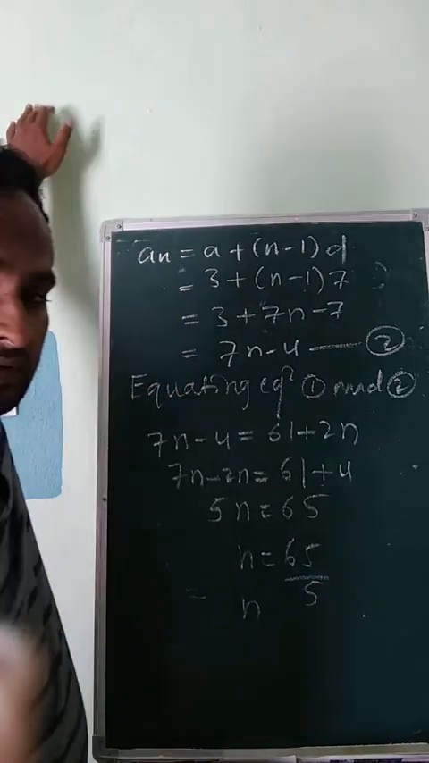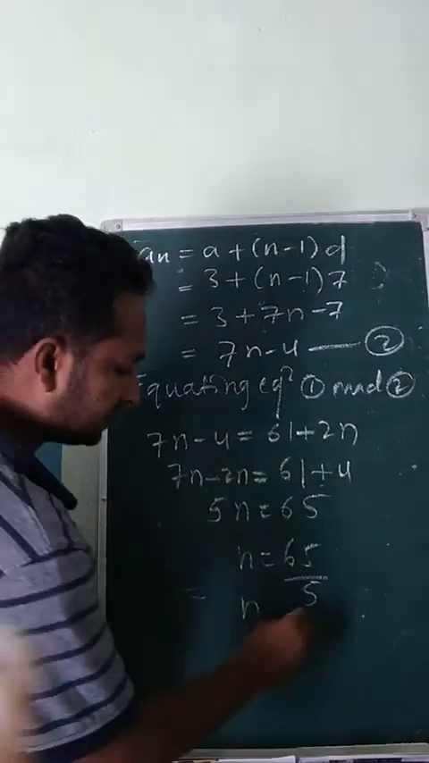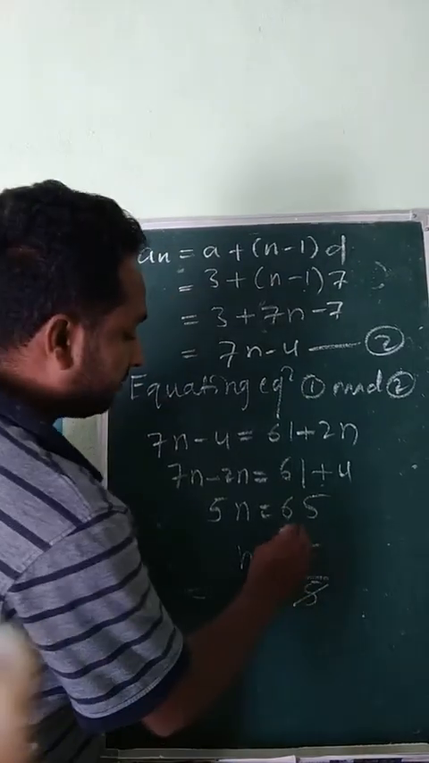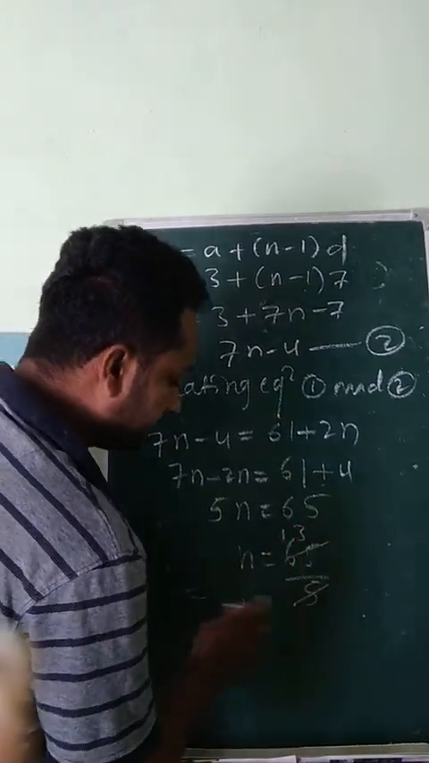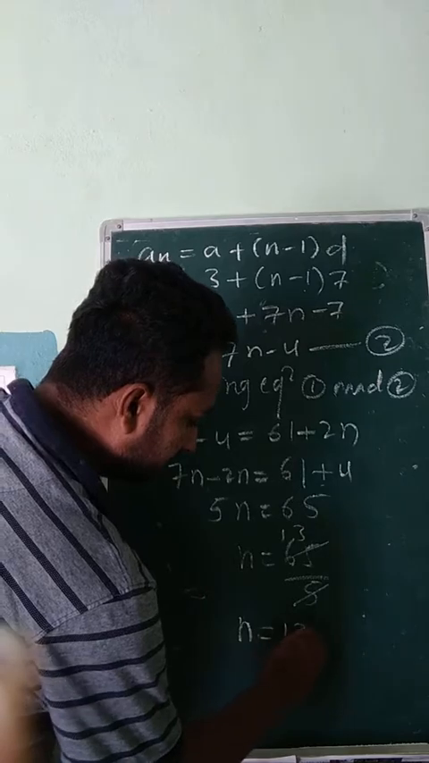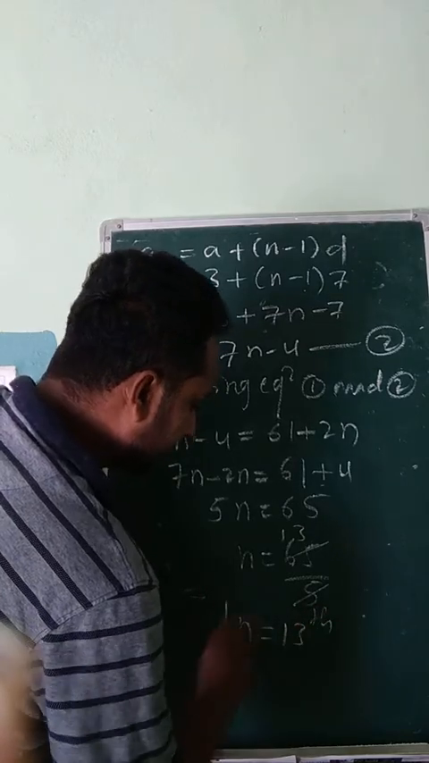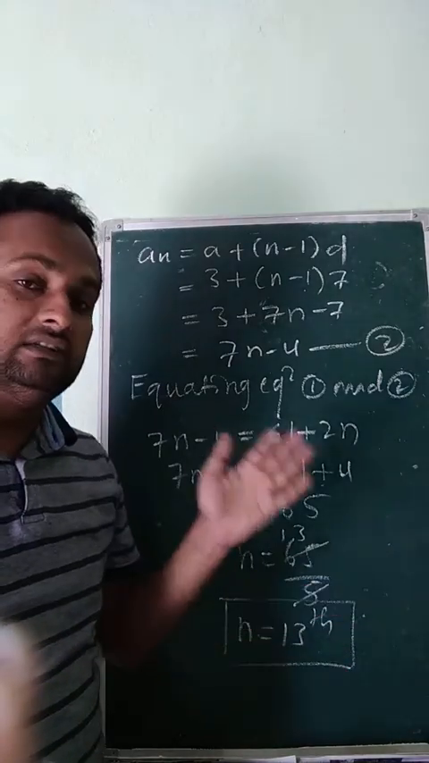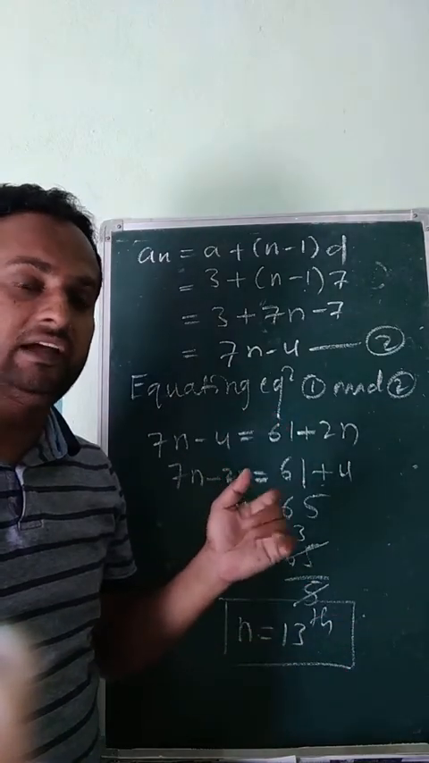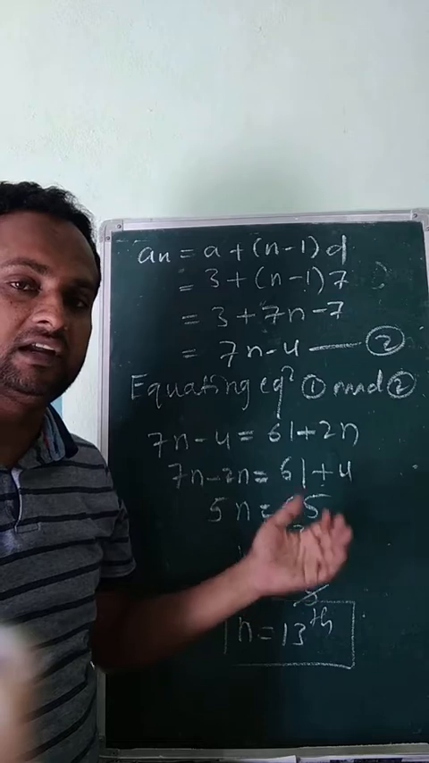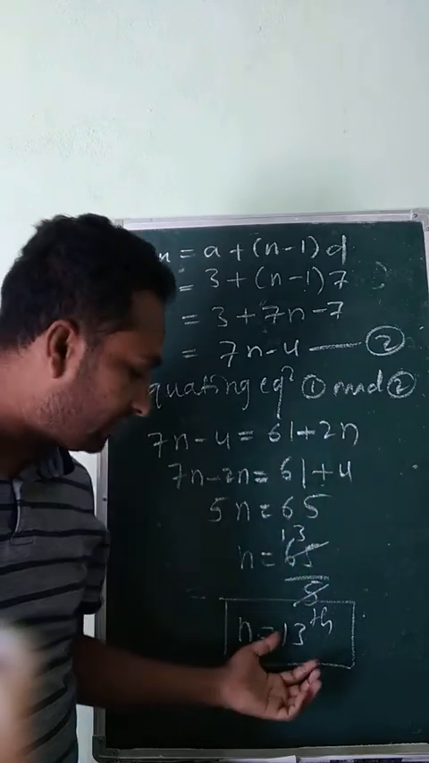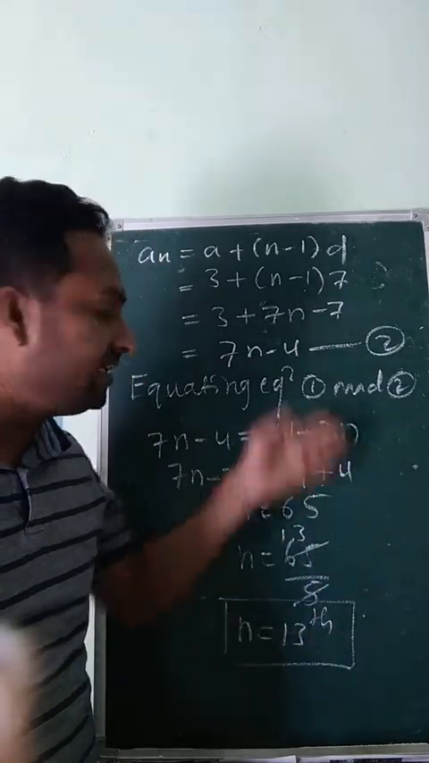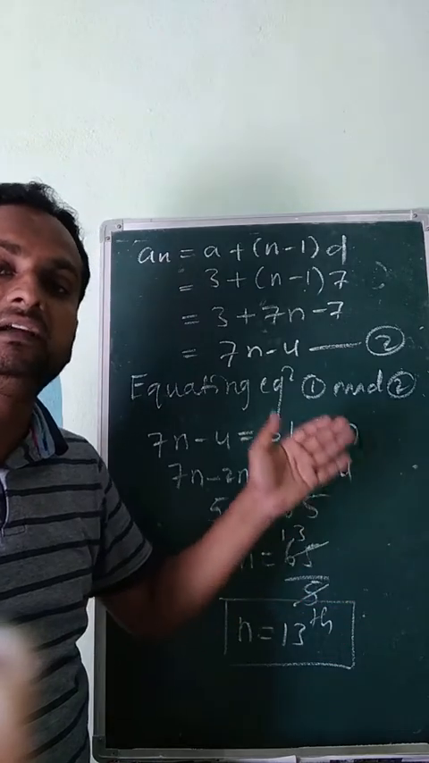Therefore n is equal to 13, since 5 ones are 5, 5 threes are 15. So n is equal to the 13th term. It means the question asks which term of these two given APs are equal, and that is the 13th term of these two APs.